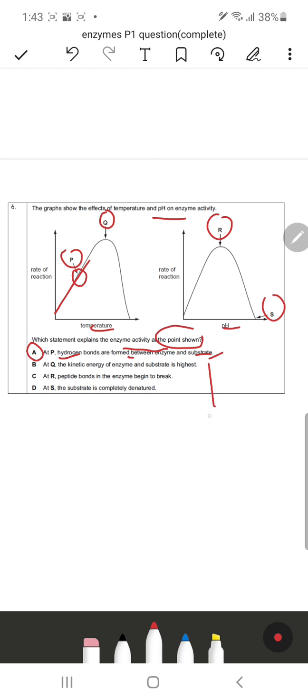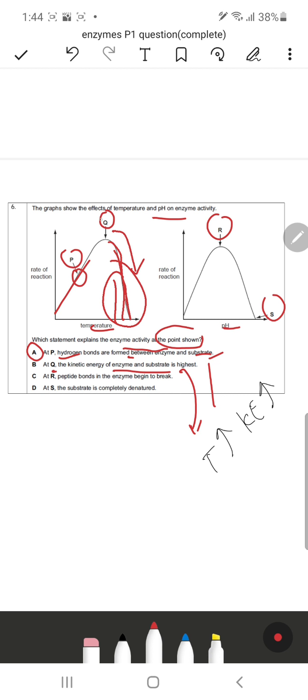But what happens is that I've seen many people getting confused with the other options. For instance, why is option B not the correct one? So at option B it says at Q the kinetic energy of the enzyme and substrate are highest. So this is actually wrong because the kinetic energy is directly proportional to the temperature. As the temperature increases, the kinetic energy also increases. As you can see here, the temperature still keeps on increasing even after Q. So the kinetic energy at these points will be even higher than at Q. So the kinetic energy is not the highest at Q, but at the highest temperature, the kinetic energy is the highest. So that's why option B is wrong.